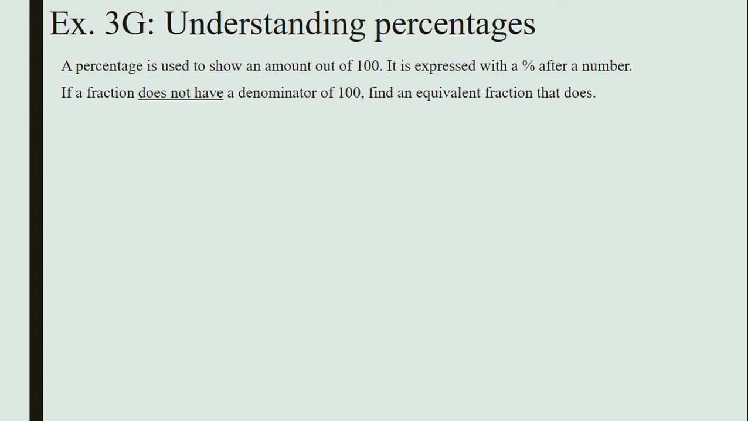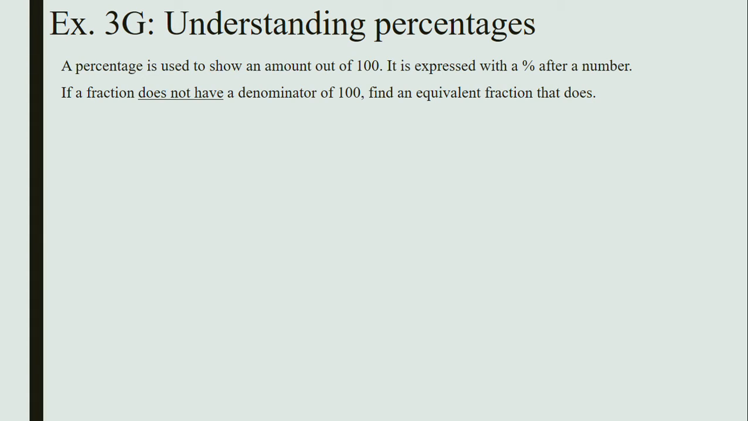So a percentage is used to show an amount out of 100. So per means out of or for every, and 100, think there are 100 cents in a dollar, there are 100 years in a century. So per cent means for each 100, quite literally. It is expressed with the percentage symbol after the number.